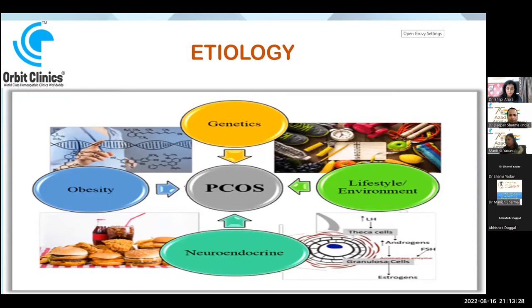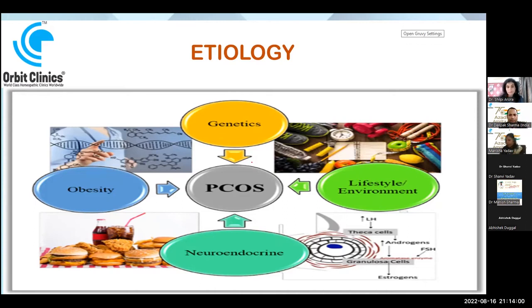You can't say that only genetics is responsible for this disease, or that a bad lifestyle, an irregular diet or dietary changes will lead to PCOS. Not only obesity can lead to PCOS. So it is a multifactorial disease in which there is an interplay of various components which cause the development of PCOS. We will discuss each causation one by one.